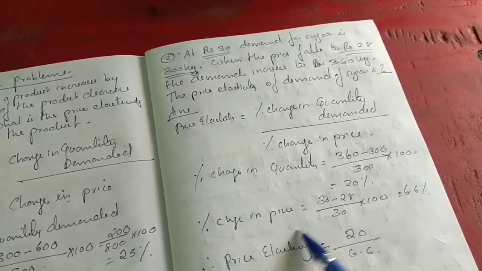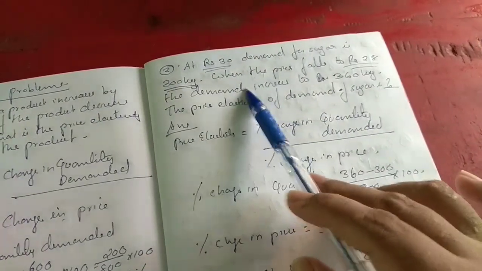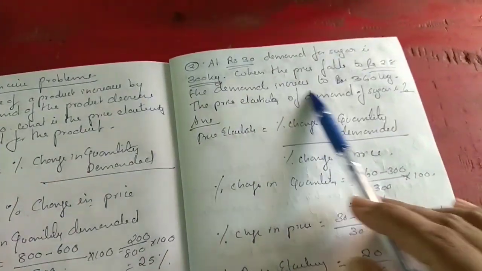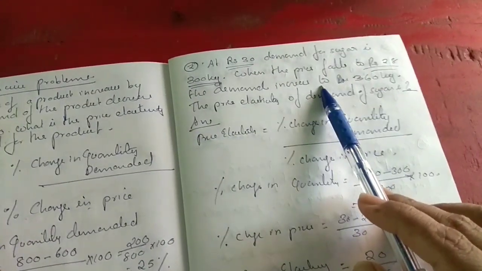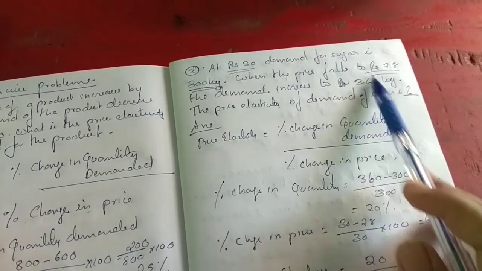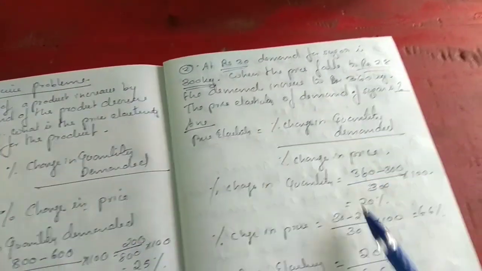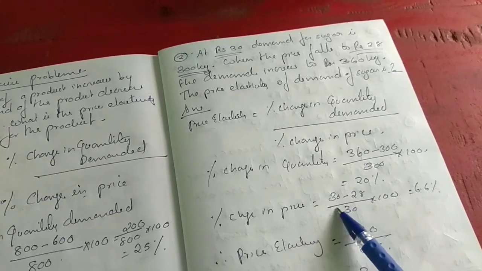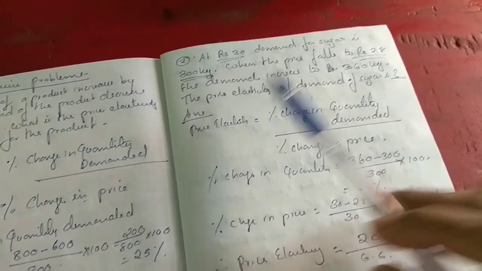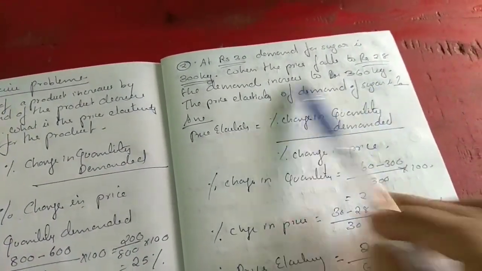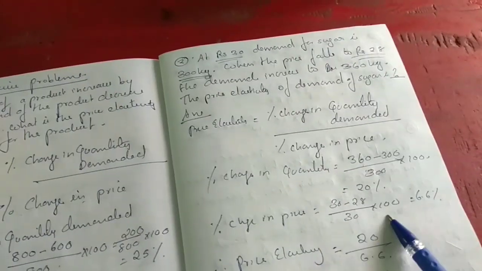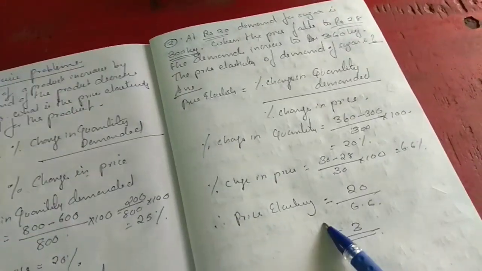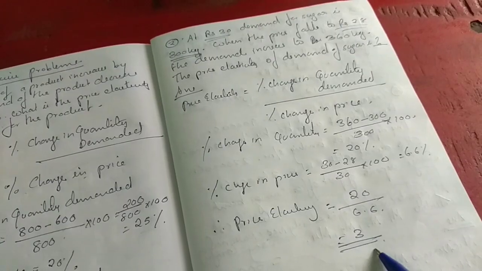Percentage change in price is not given in this question, so we have to find it. It is given that first it was rupees 30, then it changed to 20, so the difference is 10. 30 minus 20 by 30, since it changed from rupees 30, into 100 is 33.3%. So price elasticity is 20 by 6.6, which is 3.